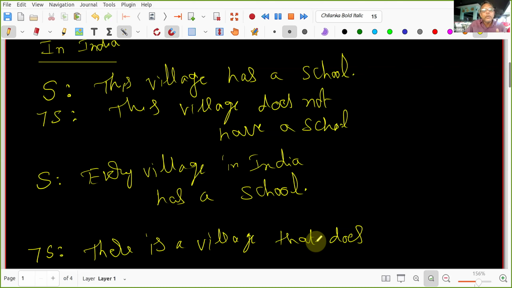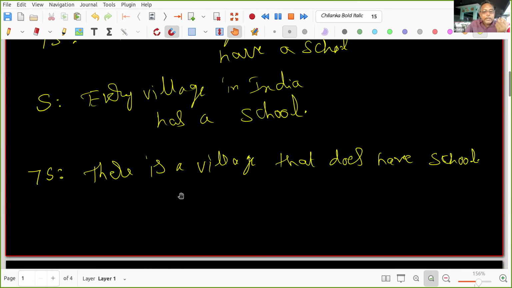Every village has a school, meaning I take any village and it has a school. That not being true means there is a village that does not have a school. Correct. The meaning is that at least one village does not have a school, then the negation is true. There may be two villages, three villages, or many villages, even every village, that does not have a school. So the meaning is at least one.